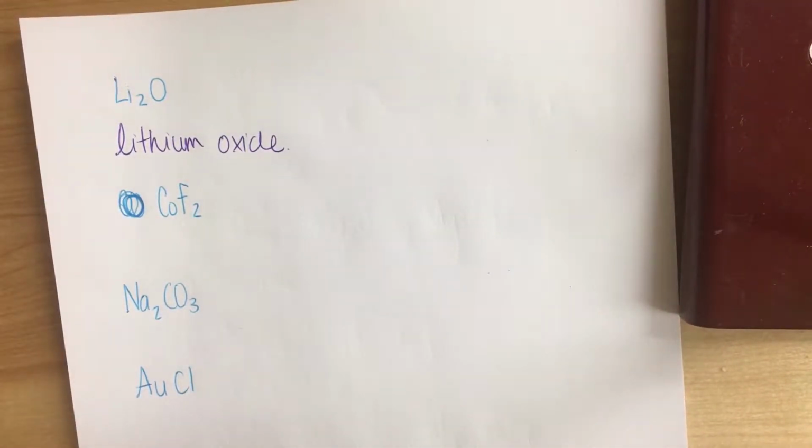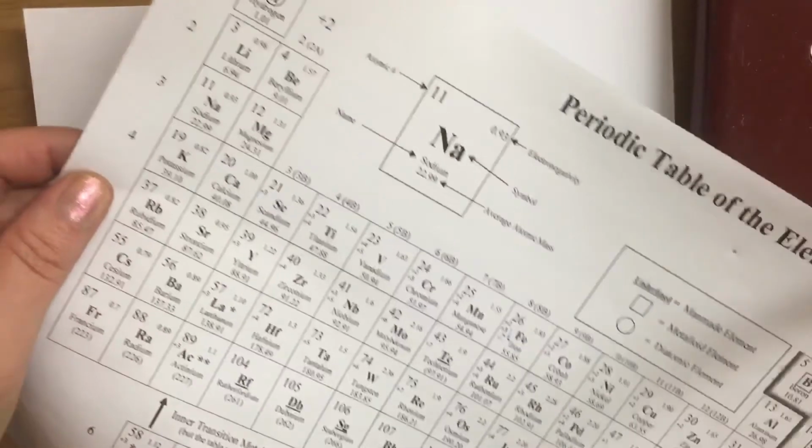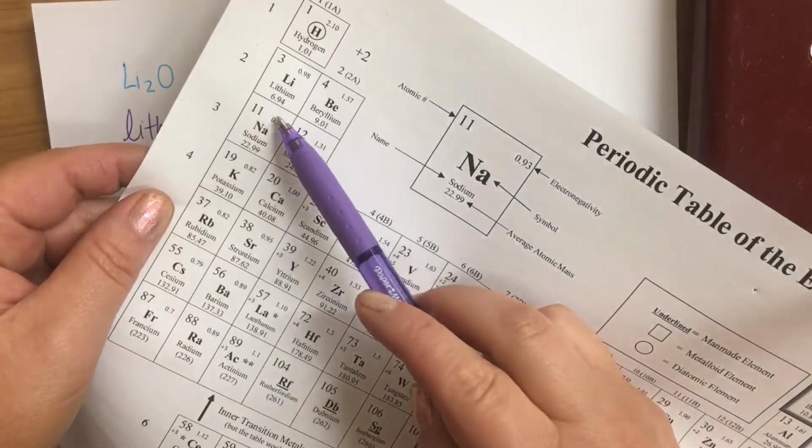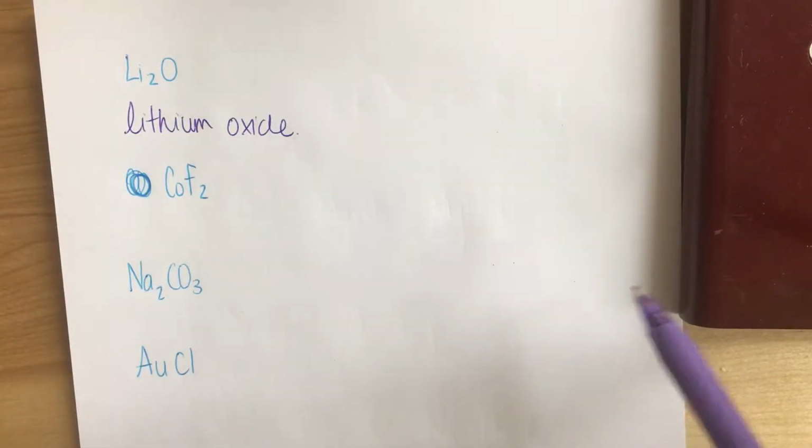The only thing I need to check is that my metal isn't multivalent. So if you take a look at lithium, it's not in the multivalent section. It only has one option for its charge, so I don't need to do anything further with the name. The name is just lithium oxide.